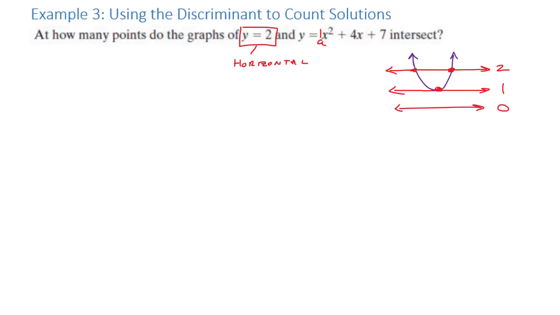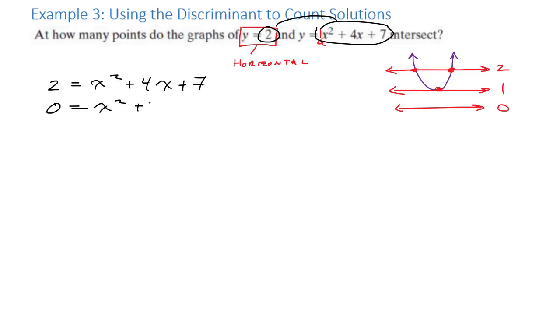I'm just going to use the substitution method here. I'm going to set the two equal to each other. So I'll say y equals 2 here and y equals this here. Setting these equal, 2 equals x squared plus 4x plus 7. Collect all my terms on one side: x squared plus 4x, minus 2, which gives us plus 5.